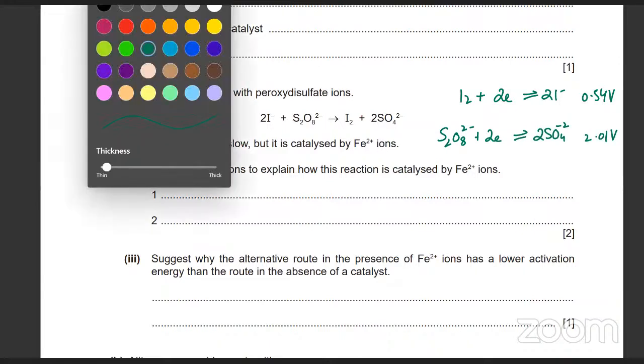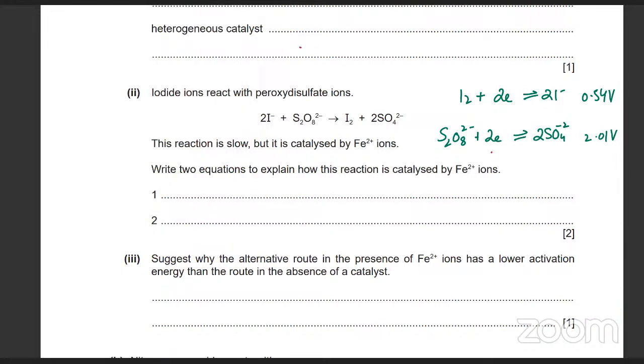Now, the rule in electrochemistry is that the higher potential gains electrons, gets reduced, and the lower potential likes to lose electrons. So the I minus loses electrons to form I2. I minus turns into I2, and your S2O8 2- turns into SO4 2-. It's a very feasible reaction because the E0 cell is very, very positive. It's reduction potential minus oxidation potential, so the difference comes out to be 1.47 volts.